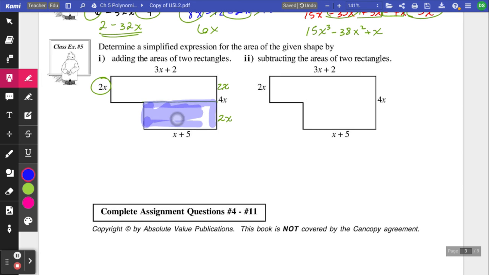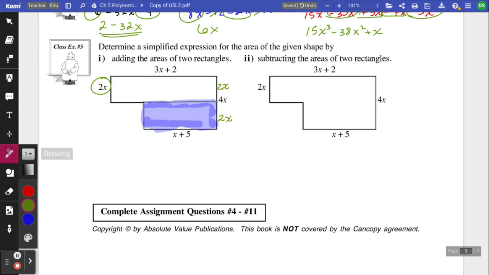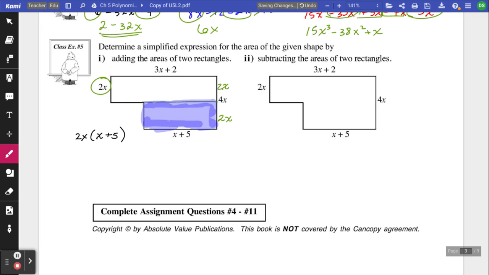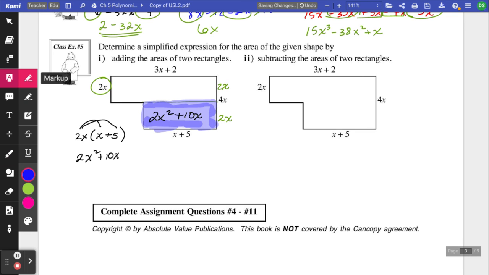Okay? If we were to find the area of the blue box, we would have to go length times width. So that would be 2x times x plus 5. All right, do the math. Multiply this inside. Okay, that's what this one is, 2x squared plus 10x. Okay, now let's go do the other box.